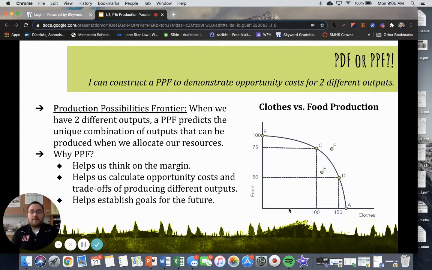Sometimes you'll hear me refer to PPF as a production possibilities curve, or PPC. I kind of use those terms interchangeably, so my apologies if I do that in this presentation, but I'll do my best to try to stick to PPF.